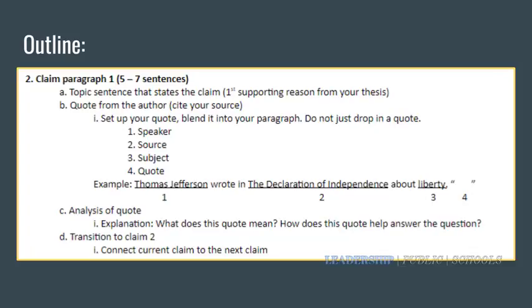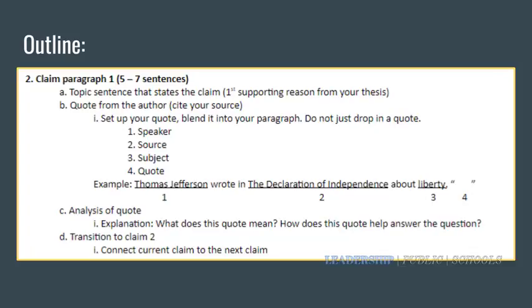Then you will quote your evidence in your second sentence. You quote your evidence citing your source. You set up your evidence by blending it into your paragraph, by introducing the speaker, then the source, then the subject, and then finally adding your quotation. An example of this would be Thomas Jefferson wrote in the Declaration of Independence about liberty, quote. Thomas Jefferson would be the speaker, the source would be the Declaration of Independence, and the subject would be liberty, and then finally the quote.